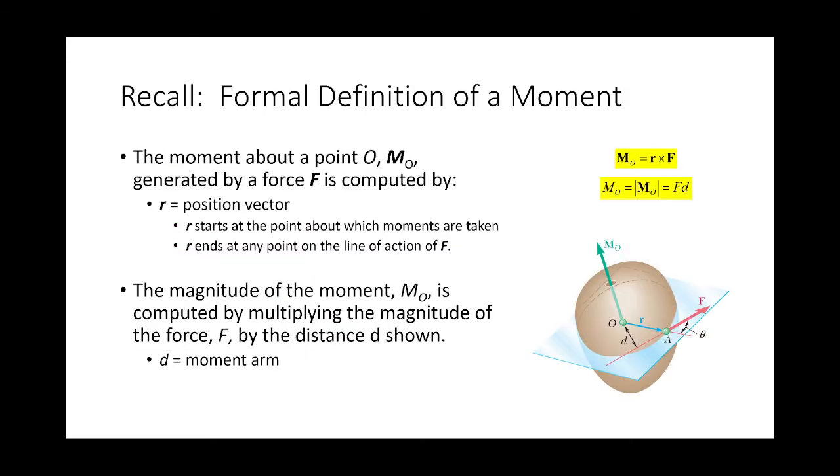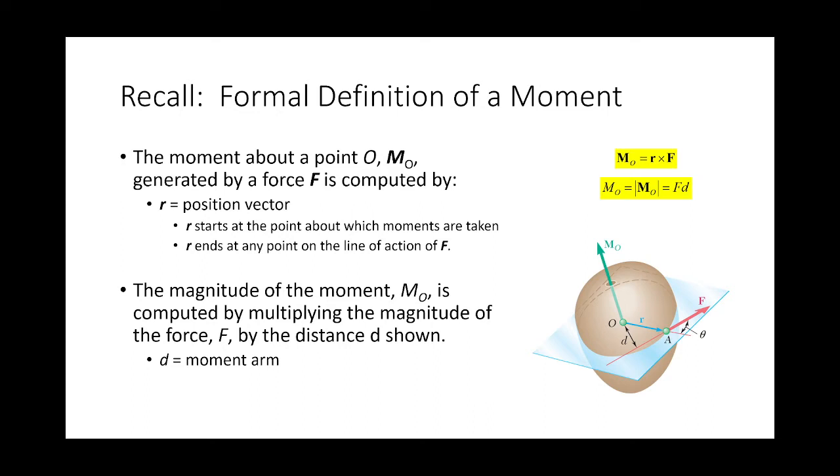So let's go back and make sure that we're clear on the formal definition of a moment. I'm going to ask a question about it because I want to make sure we're all clear on something. Remember, if I have a point out in space, and I have a force out in space like this, then the moment is defined as R cross F, where F is the force in question and R is a position vector. The position vector points from the point in question to the line of action of that force. And the magnitude of the moment is the force times the moment arm, okay?